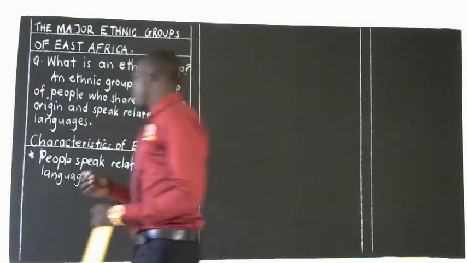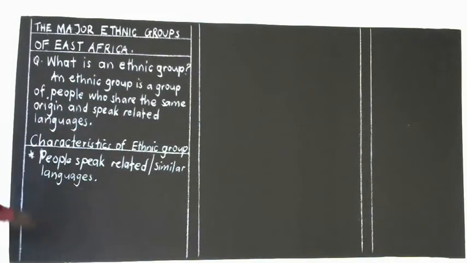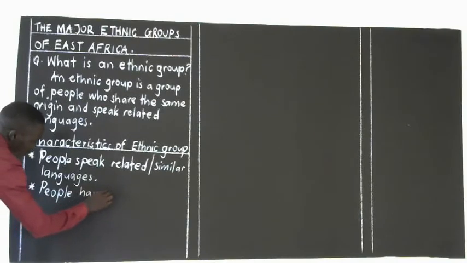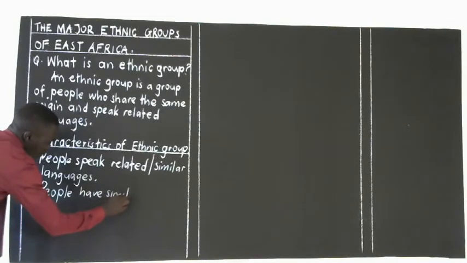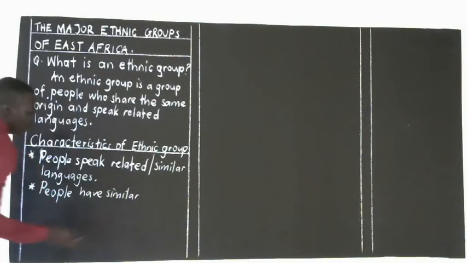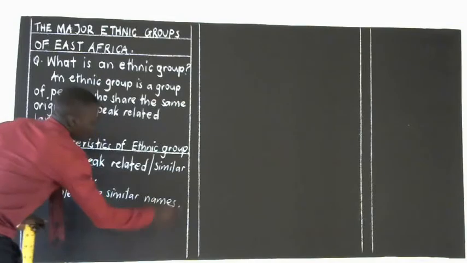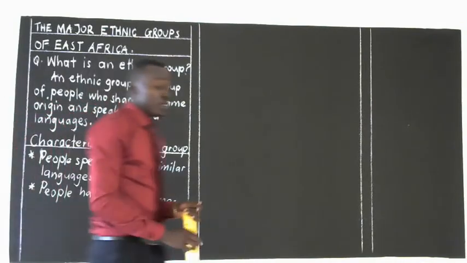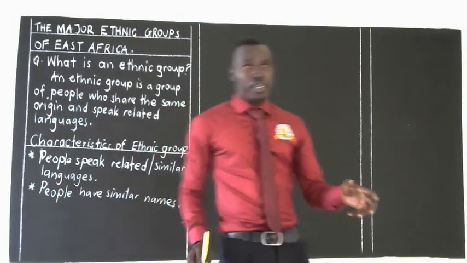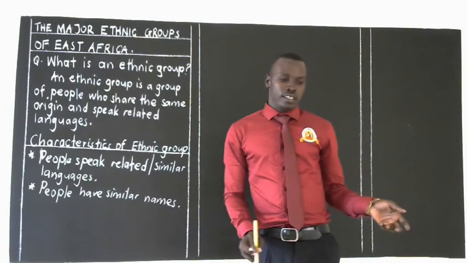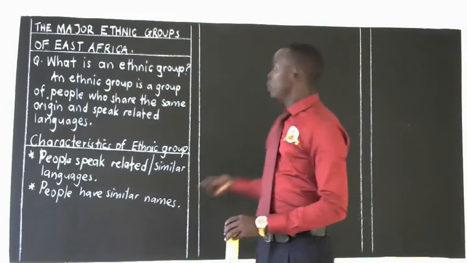Another characteristic that we can look at is people have similar names. People of the same ethnic group have similar names. When you say people have similar names, similar is not the same. They are just related. Let's take, for example, these names.